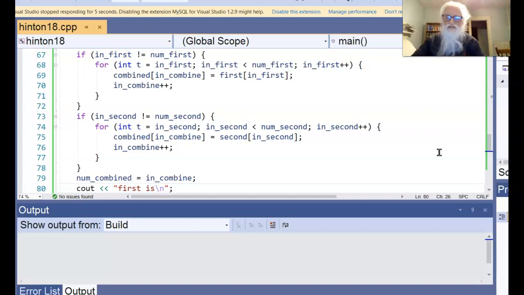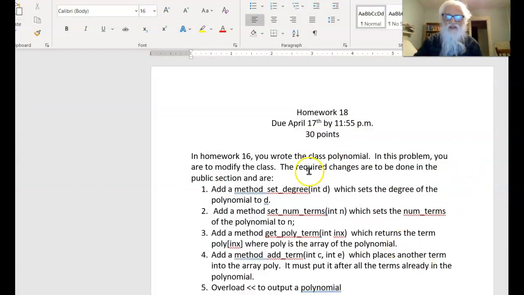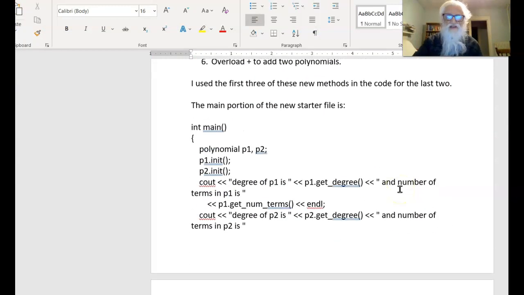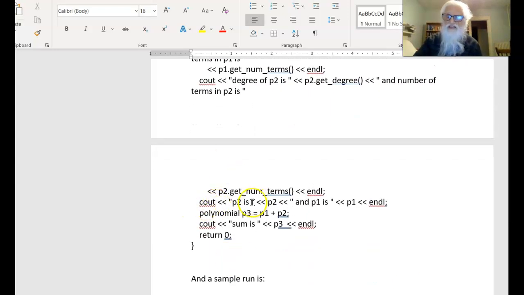Now, you also have to do, let me get to here. Here's homework 18. You also have to arrange it so I can output directly, as I did, it's further down, pardon me. See here, cout P2 is put P2. That's a polynomial. P1 is a polynomial. P3 is the sum. It's a polynomial.